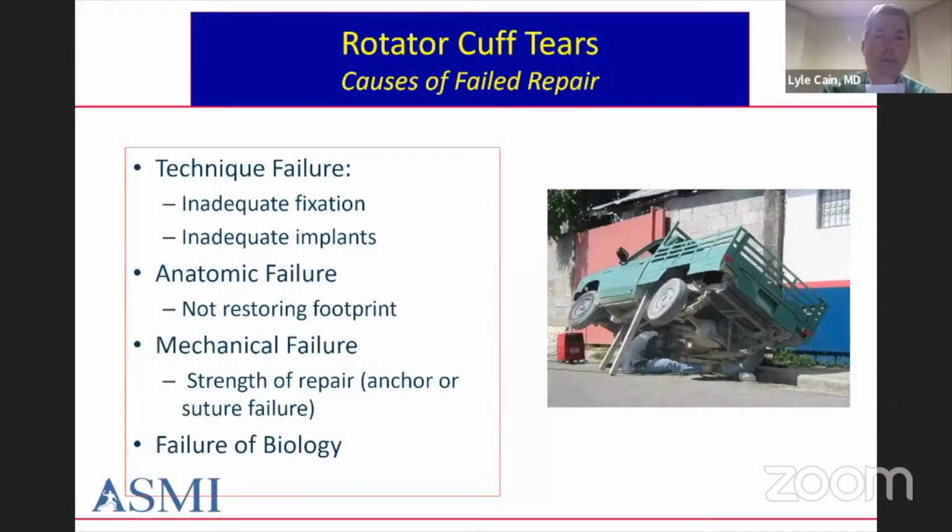And then, of course, we had mechanical failure. If we look at the technology we have now in terms of anchor fixation and suture fixation, the materials themselves are so much stronger than they were 20 years ago that oftentimes anchors would pull out or sutures would break. And then lastly, and probably most importantly today, failure of biology. The rotator cuff eventually has to heal back to the greater tuberosity. If it doesn't, you're going to end up with a failed repair. It's eventually going to tear loose, or the actual rotator cuff tendon will tear.